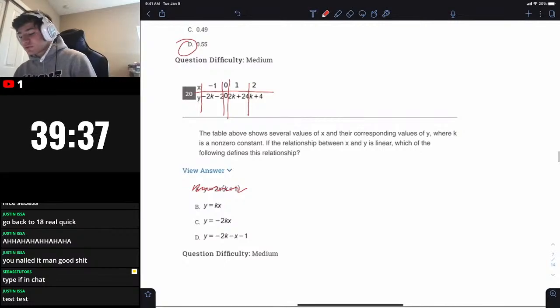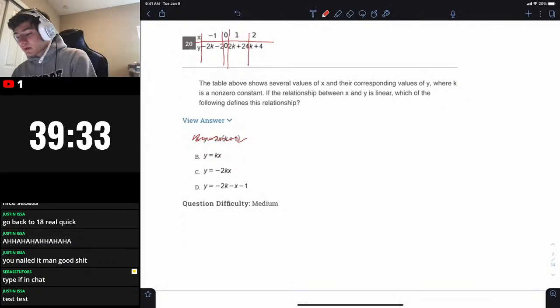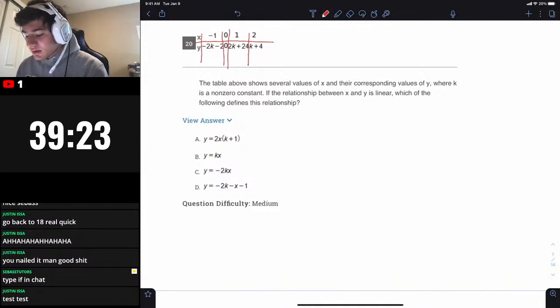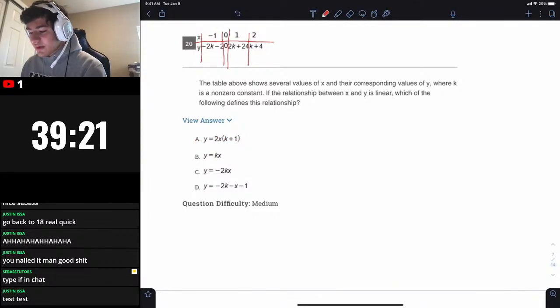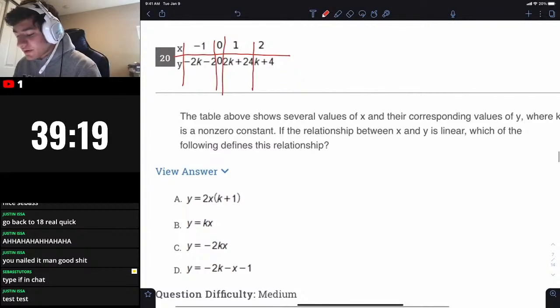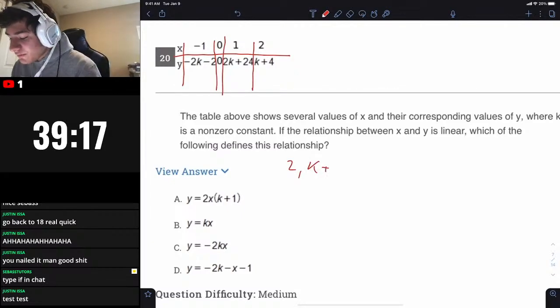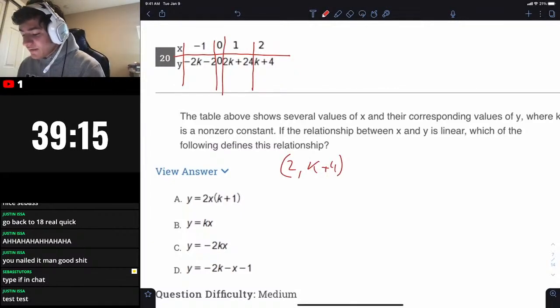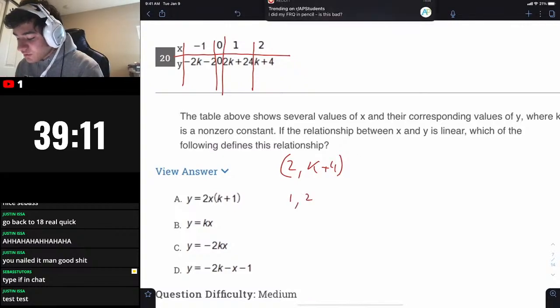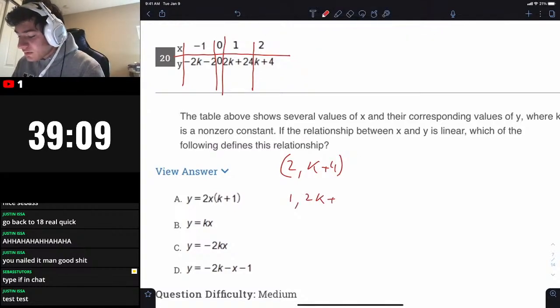Alright, the table above shows several values of x and their corresponding values of y, where k is a non-zero constant. If the relationship between x and y is linear, which of the following defines the relationship? Okay, I'm just going to do some y2 minus y1. We have the point 2 comma k plus 4, I hope, and then we have the point 1 comma 2k plus 24. I really hope this is what's going on.